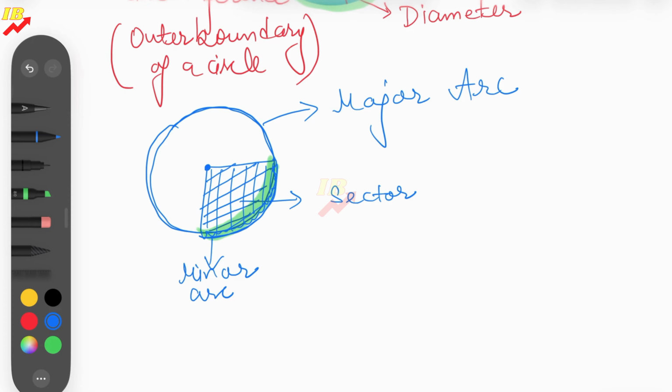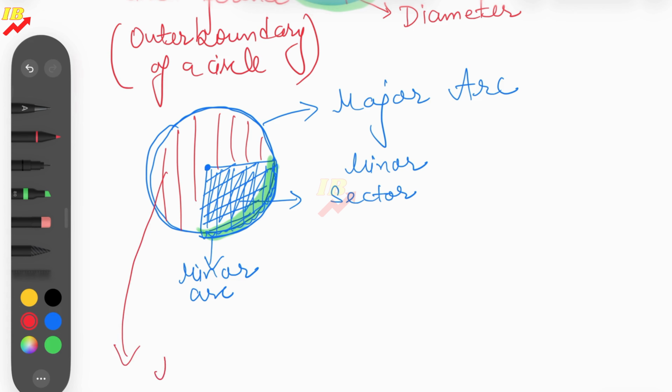Similarly, if I'm talking about a sector, this part is quite small, so I can say that this is a minor sector. And the rest of this part is called the major sector. So there are four things here: about an arc, two things, and about a sector, two things, major and minor. Whichever looks small, that is minor. Whichever looks big, that is called the major one.